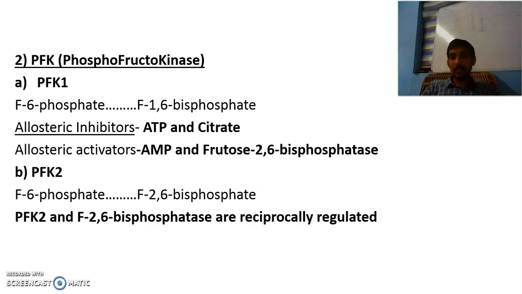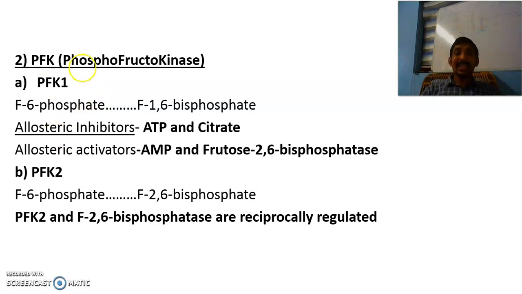Suppose the cell contains more ATP. That indicates that the cell performs more respiration and produces a sufficient amount of energy. During that condition, the cell does not need to produce more energy further, so the cell needs to stop glycolysis. If the cell contains more ATP, that indicates that the cell has attained sufficient energy. Then that ATP inhibits the third step enzyme of glycolysis, that is PFK1.